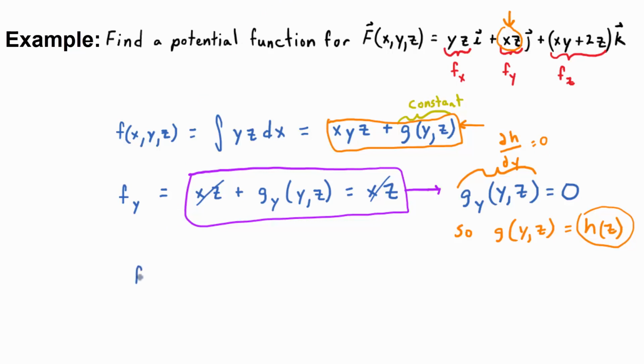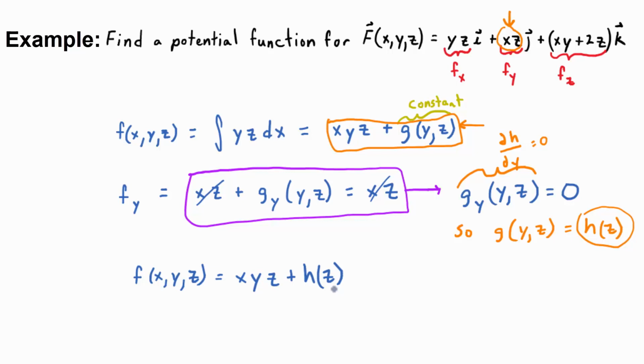I have then that f of x, y, z has to be x times, can you see my cursor? x times y times z plus g of yz, which is h of z. I know, it's weird the first time you see this. I still remember the first time I saw this. I'm like, what? What is he doing?